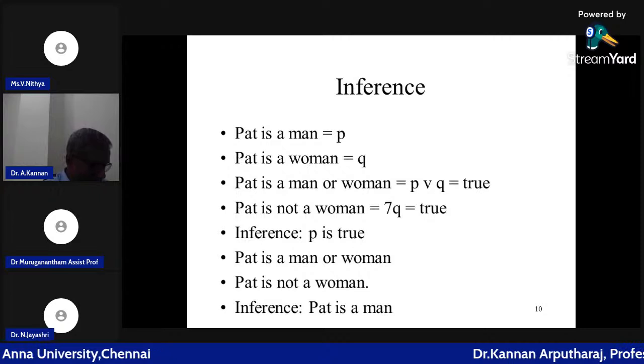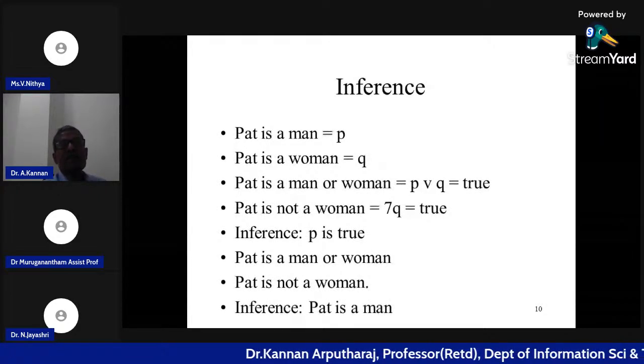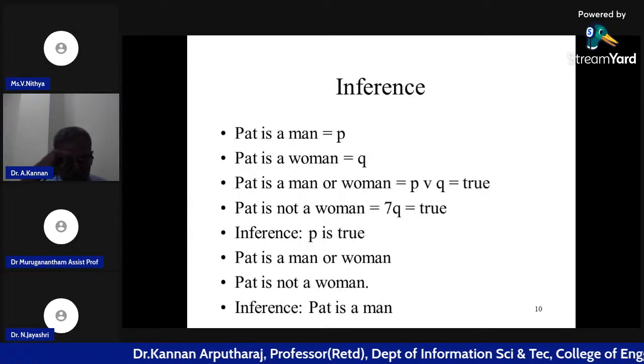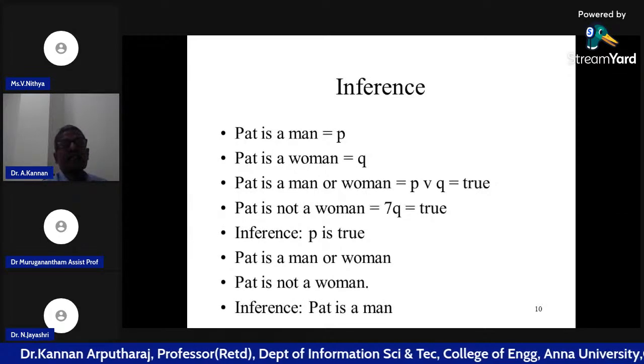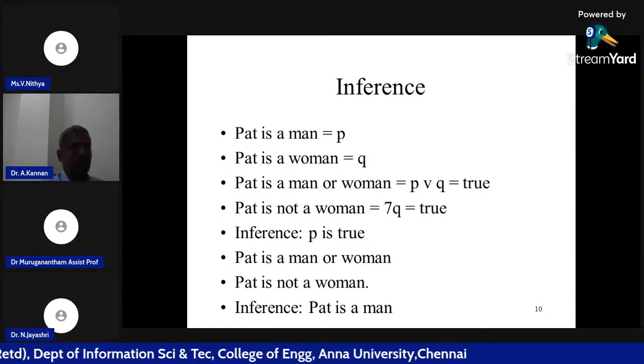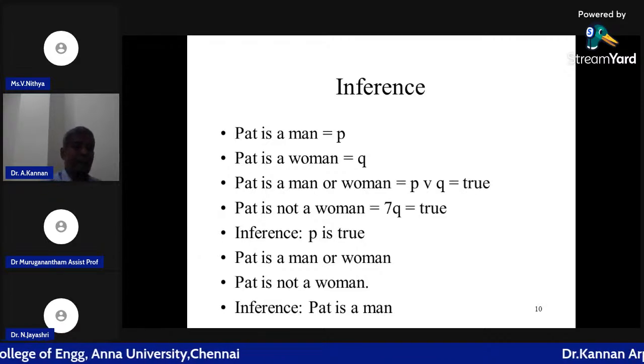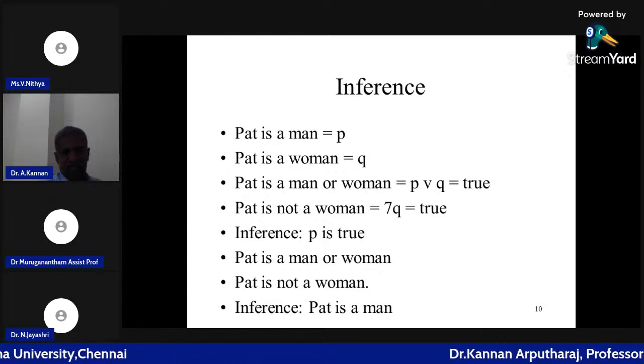I will give examples for inference. "That is a man." If you represent the knowledge using a simple predicate or proposition P, and you represent the knowledge "that is a woman" using the proposition Q, then "that is a man or woman" will be represented as P or Q. "That is not a woman" will be represented as not Q.